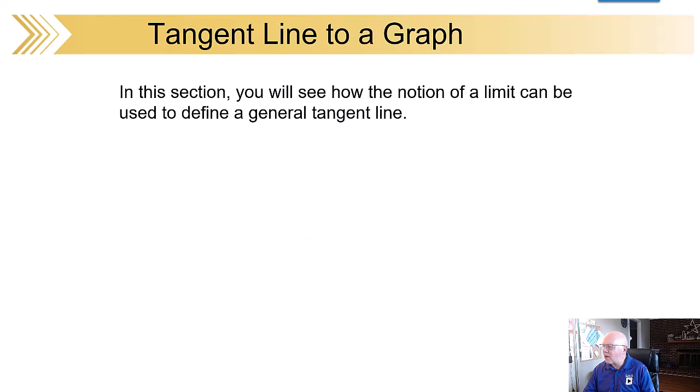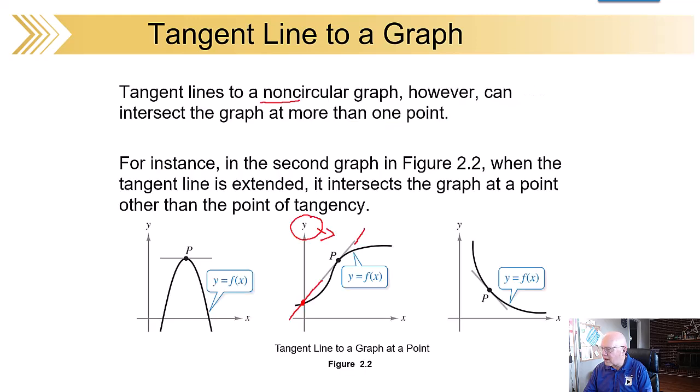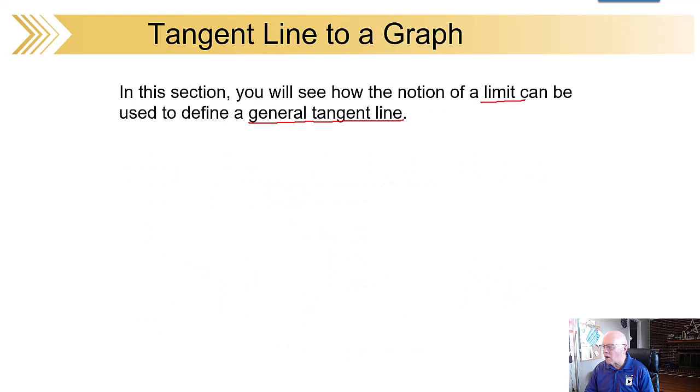We're going to see how you can take the limit and get a general tangent line, one that's good for any point on one of those graphs, whether it's here, or here, or here, or here. We're going to be able to find the slope of the tangent line anywhere at all.